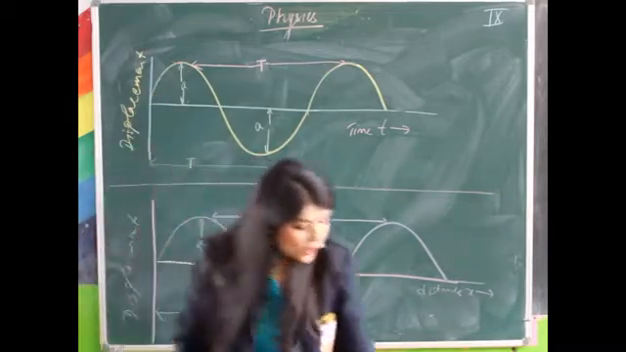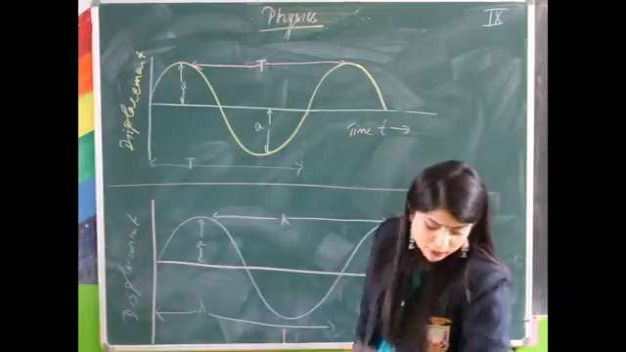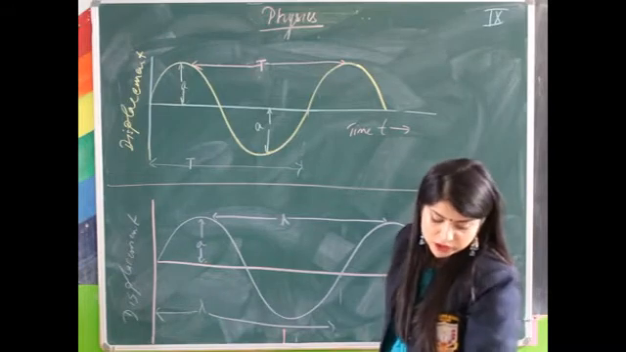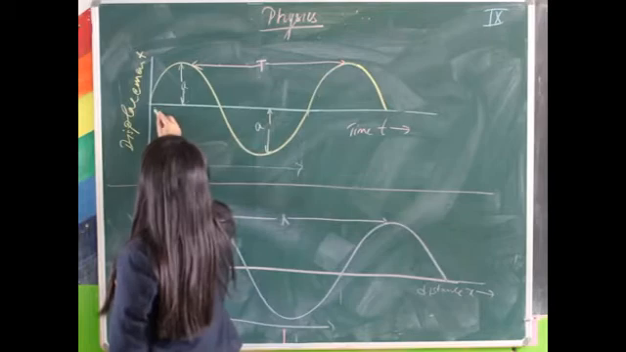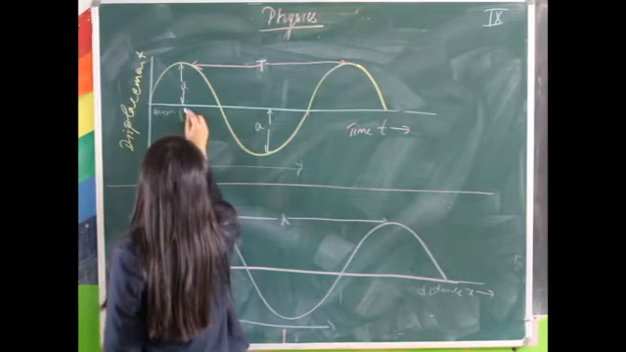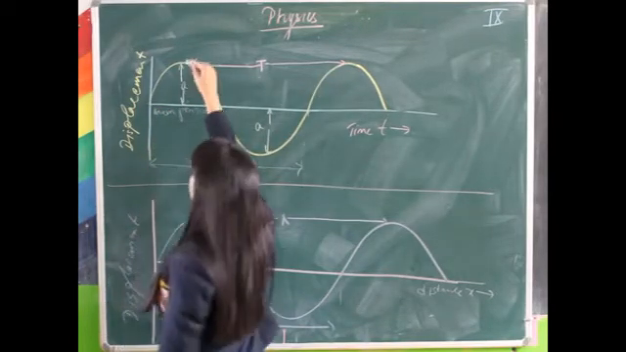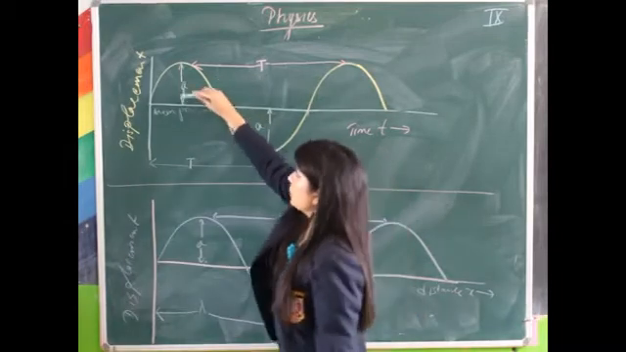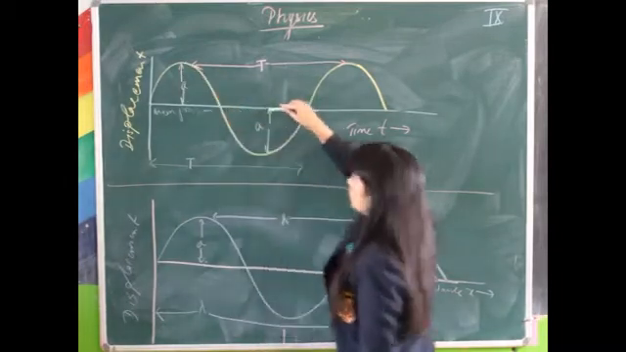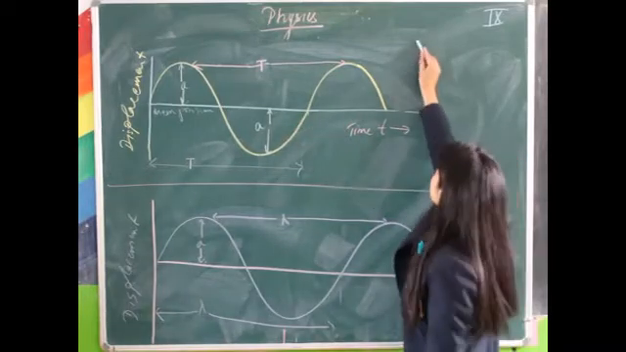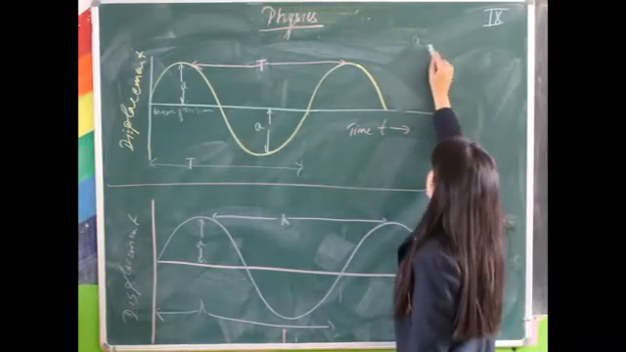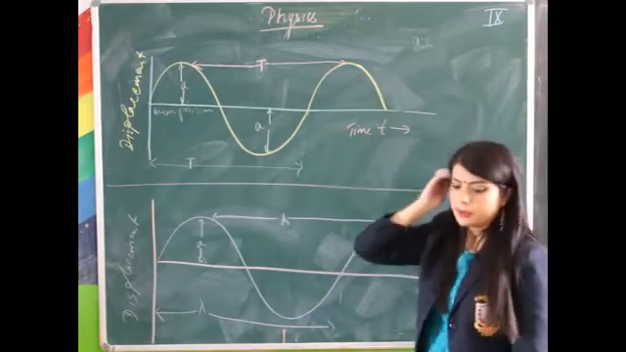Or in your book, the definition is given as the maximum displacement of the particle of medium on either side of its mean position. So this is considered to be the mean position. So the maximum displacement of a particle from the mean position on either side is known as the amplitude, the height of the displacement.